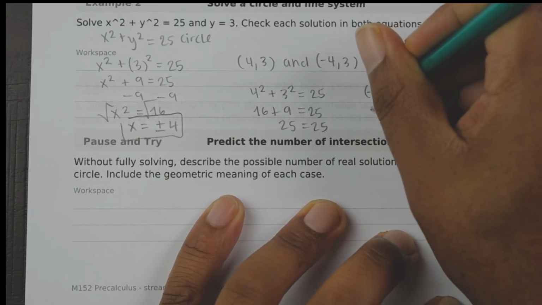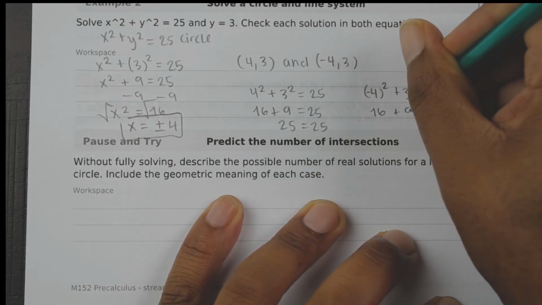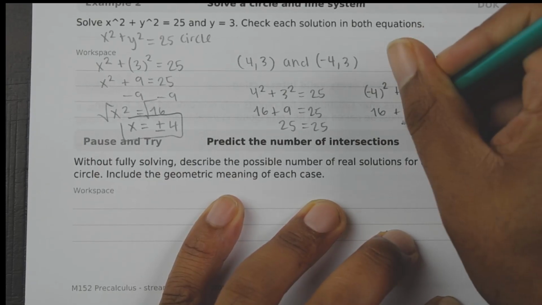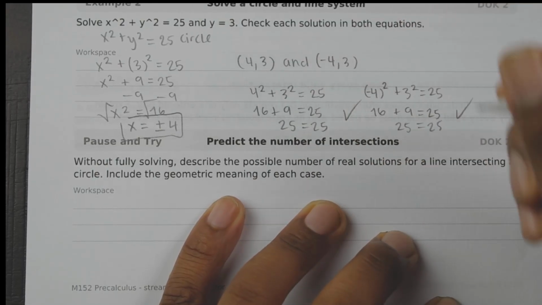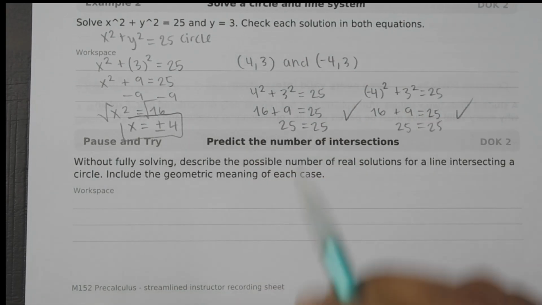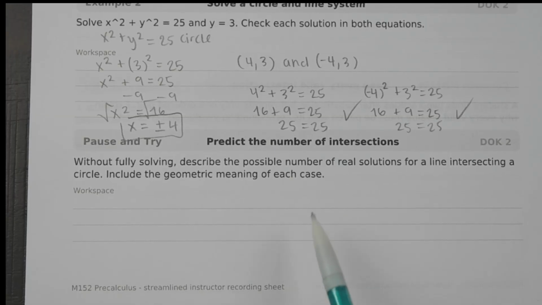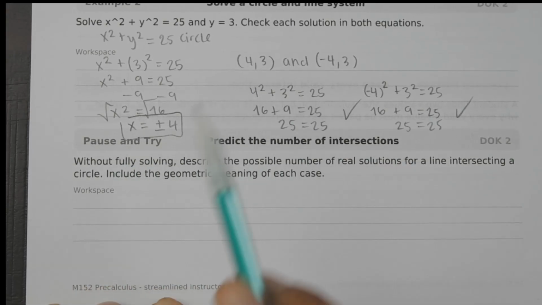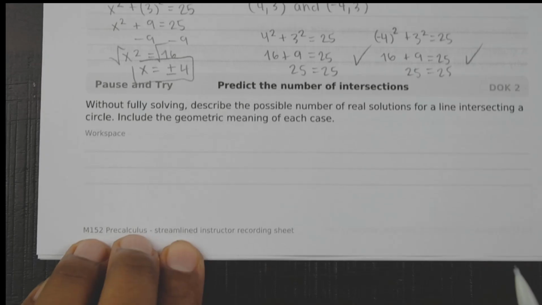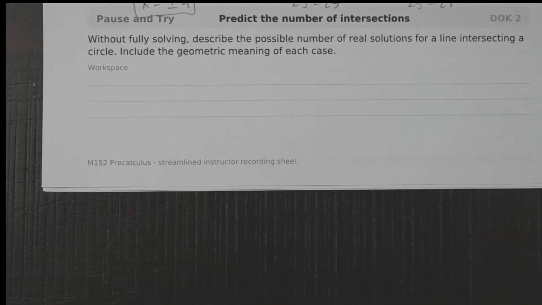That's going to be a negative, which is going to be 16 as well. Okay, so they both check out. It says check each solution in both equations, and they both obviously work. Again, the main idea is when you have two solutions of x, you must find both solutions of y as well. All right, so pause and try this problem below.